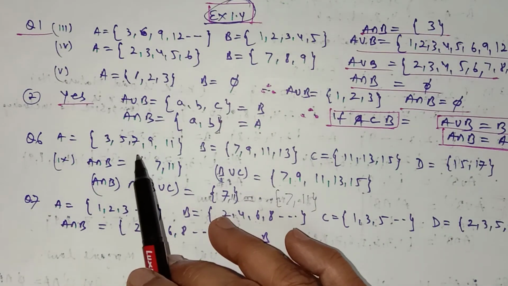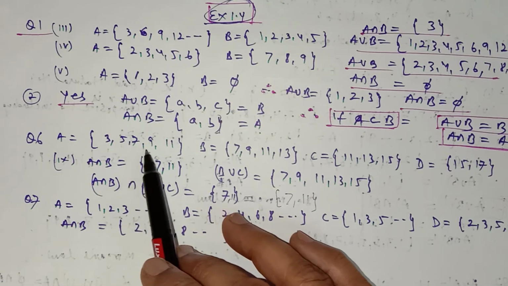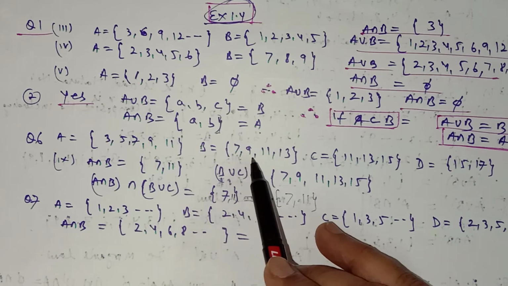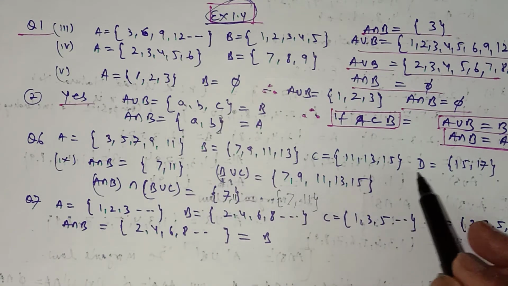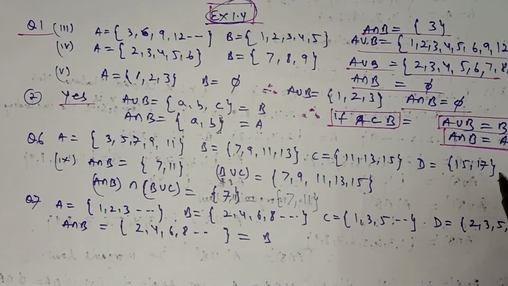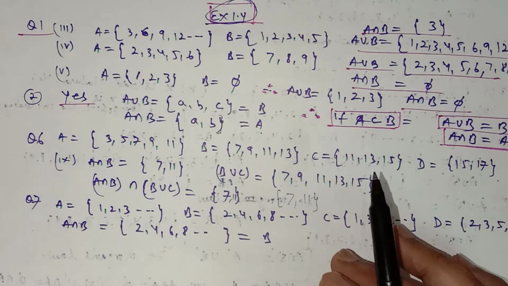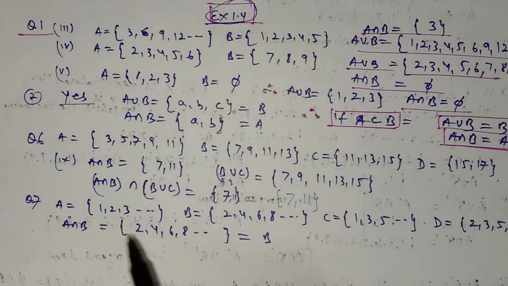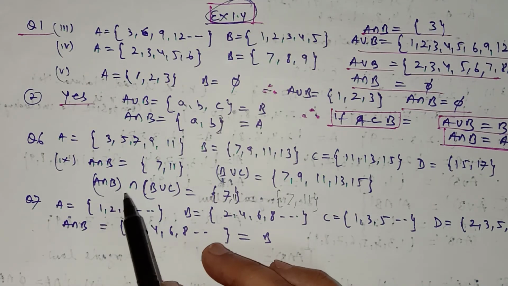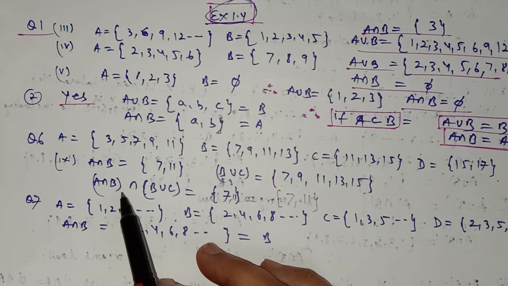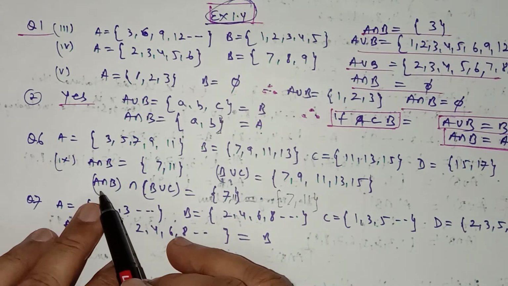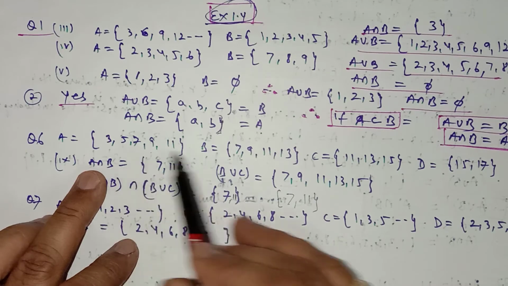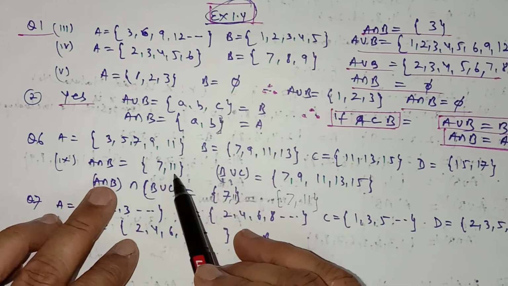The set A is given as 3, 5, 7, 9, 11. Set B is given as 7, 9, 11, 13. Set C is given as 11, 13, 15, and D is given as 15 and 17. I am taking its ninth part, in which you have to find A intersection (B union C). So first of all, you have to find A intersection B. So A intersection B, find the common elements of A and B: 7, 11.